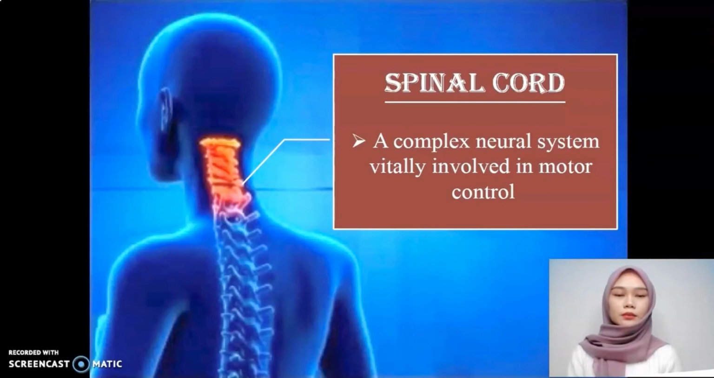My first slide will be about the spinal cord. The spinal cord is a complex part of the nervous system vitally involved in motor control. It consists of nerves that carry incoming and outgoing messages between the brain and the rest of the body. It is also the center for reflexes such as the knee-jerk reflex.